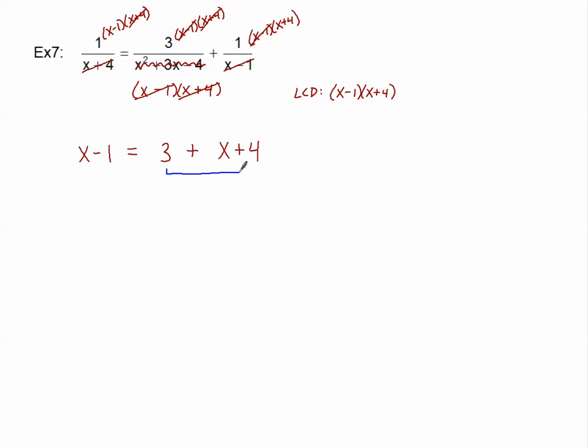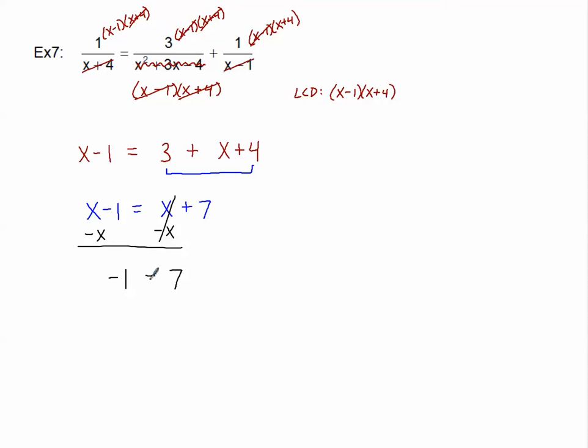Let's gather some like terms before we work across the sides. I'll put the x first. 3 plus 4, of course, is 7. Now I choose a side to put my variables, and I usually bring them to the left, so I'll subtract x from both sides. And when this happens, something weird happens. x minus x is actually 0. It's gone. So the only thing left on this side is a negative 1, and the only thing left on this side is a 7.